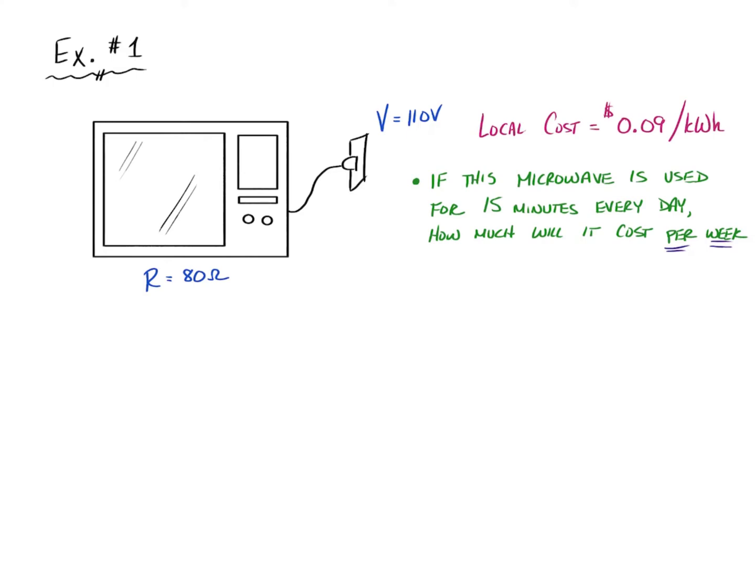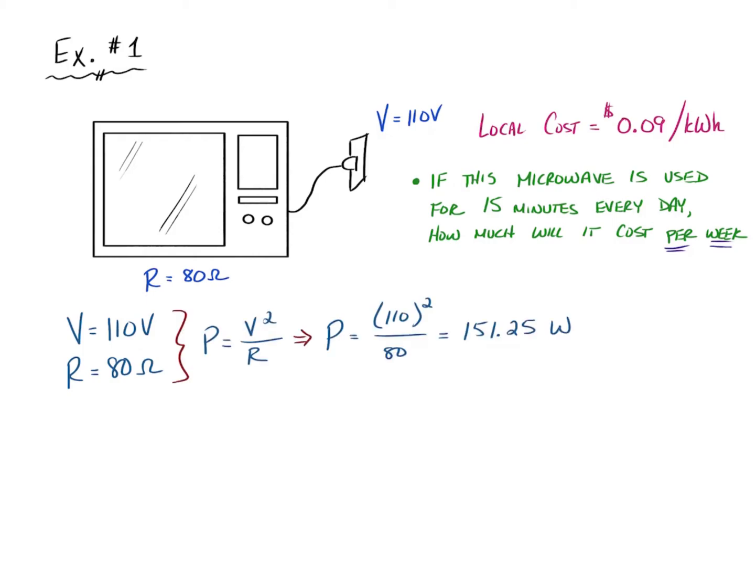Well, as always, we should list our variables. So we're given our voltage of 110 volts and our internal resistance of 80 ohms. We can use P equals V squared over R, that piece of the electric power equation. And if we plug in our voltage and our resistance, we will find that the power output of this microwave is 151.25 watts. So that's step one. Step one is to determine the power output in watts.